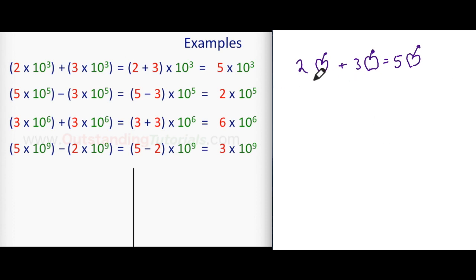So we know that that's possible, and you can see that with objects. These objects are the same, so you're just counting how many of them you have, and that's what we see happening with these. These are the same, so it stays the same. You're counting how many 10 to the 3s there are, how many 10 to the 5s there are, how many 10 to the 6s there are, and in here you're counting how many 10 to the 9s you have.